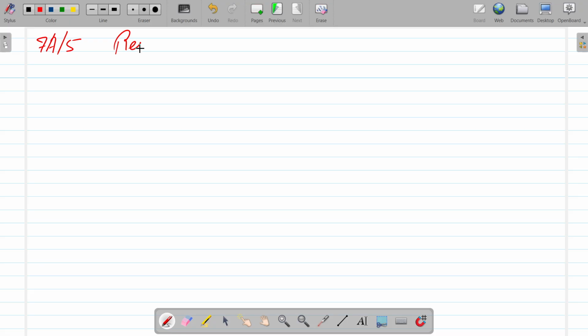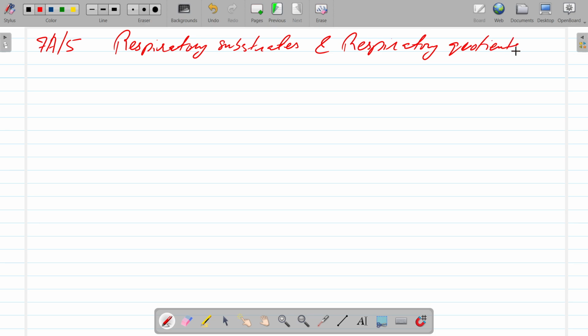So we have respiratory substrates and respiratory quotients. That's a U. Okay, so we know that the primary source of energy for us is glucose.